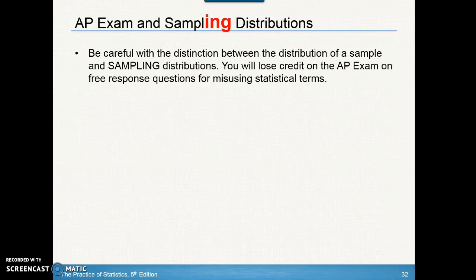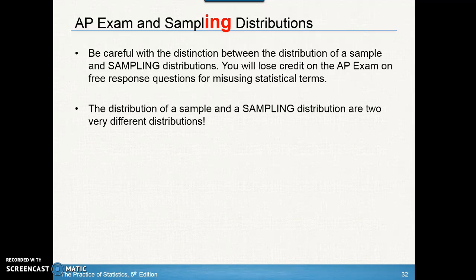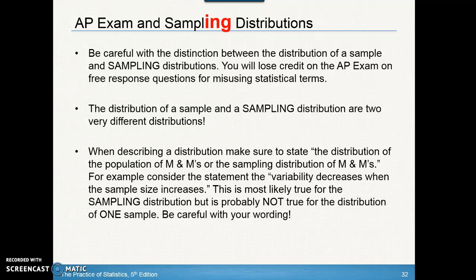Just a couple of things to be aware of. Be careful with the distinction between the distribution of a sample and a sampling distribution. Make sure you're using those words correctly. You will lose credit on the AP exam and free response questions if you misuse the statistical terms. When we're talking about distributions, you don't just want to say the distribution. Be specific. Are you talking about the population distribution, the sampling distribution, or the distribution of a sample? The distribution of a sample and a sampling distribution are two very different things, so make sure you make that distinction.